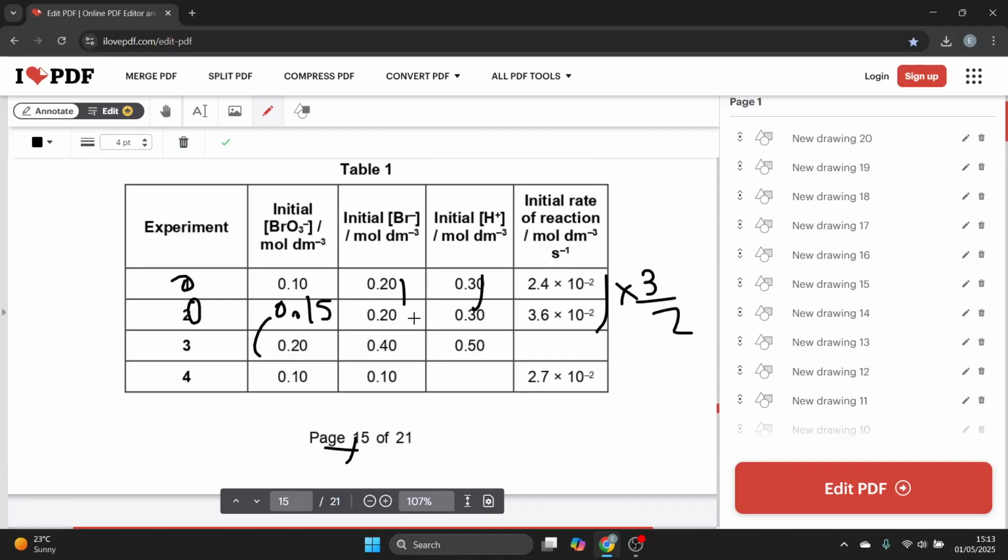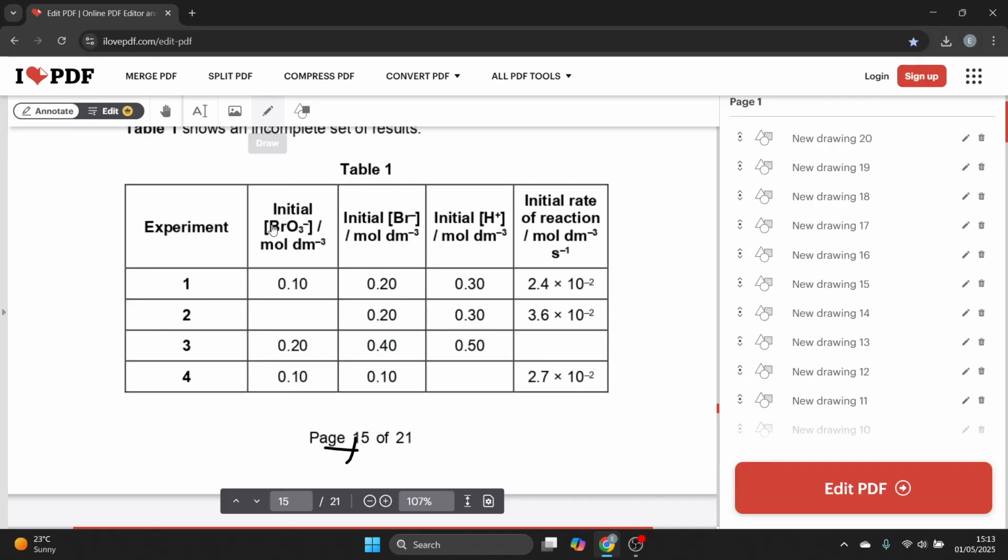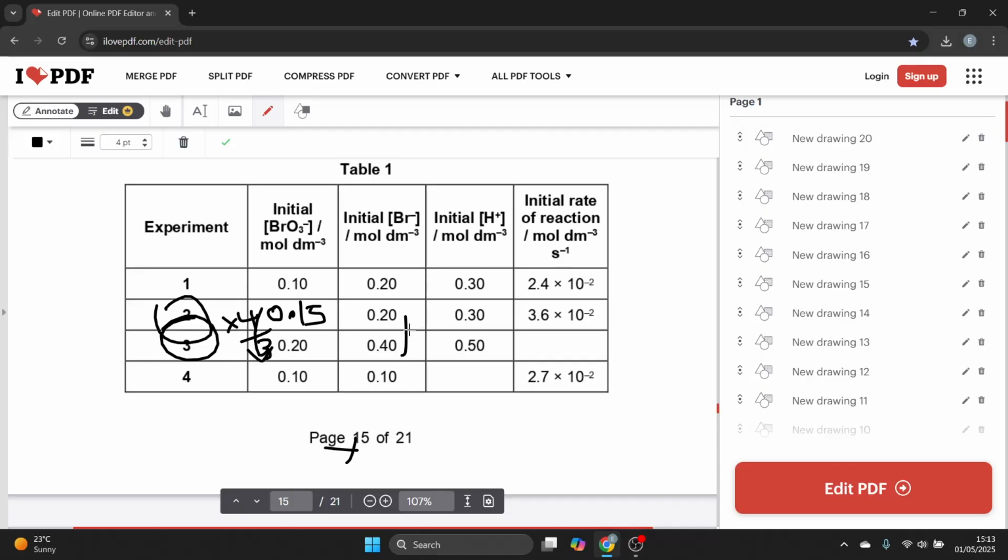Well, that increases by what? Okay, let's get rid of everything else. I know that's 0.15. Now I'm considering experiments 1, 2, and 3. Well, 0.20 divided by 0.15, 4 over 3, times 4 over 3, times 2, 1.5 divided by 0.30, times 5 over 3.